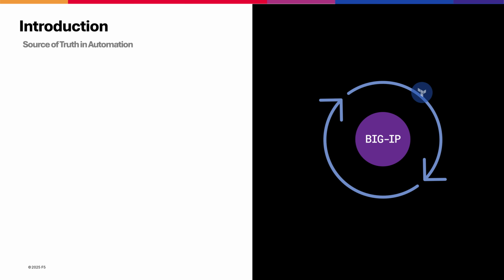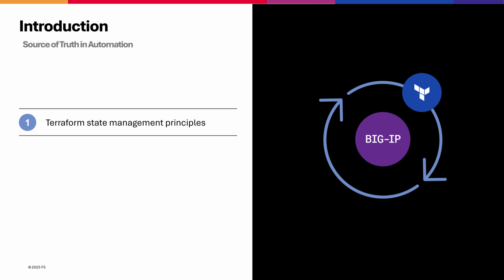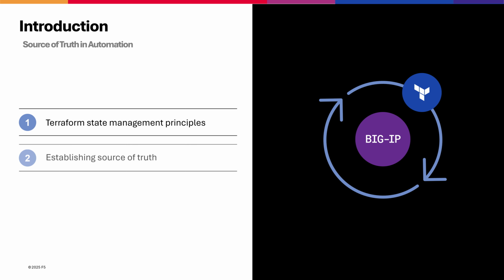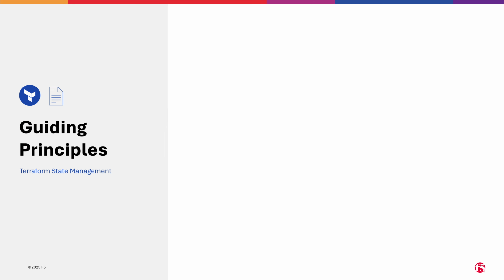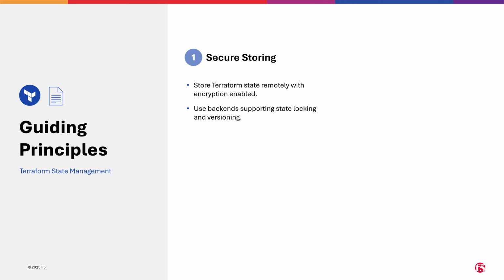There are many discussions about the source of truth in automation. In this module, we will look at how to store and manage state for Big IP devices by using Terraform. We will also cover recommendations for managing the state file, including how to store it securely and how to avoid common pitfalls. When using Terraform with F5 Big IP, it is crucial to manage the state file properly. This includes storing it securely, keeping it up to date, and ensuring that it is not modified manually.